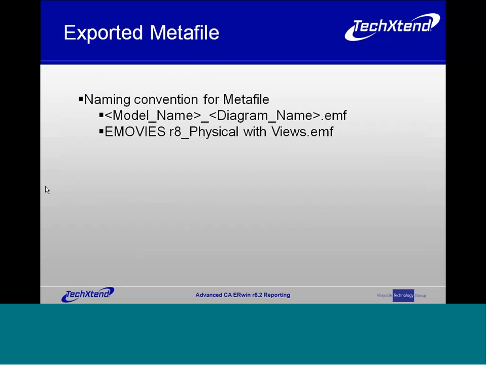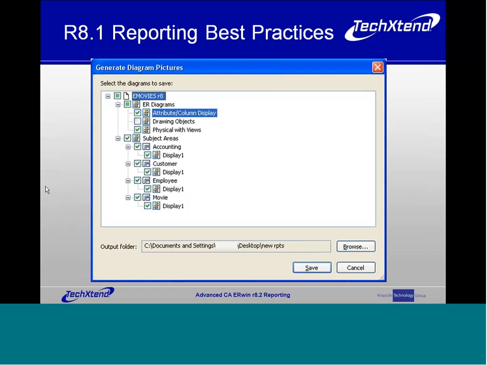And this diagram report, I'm going to show you this in just a moment, but the report that gets generated always has a certain format. It has the model name, followed by the diagram name, and then an EMF appendix. So in this example, eMovies R8, physical with views.emf. The reason that it has this notation is to make sure that these files are always unique when they're being saved into your directory.